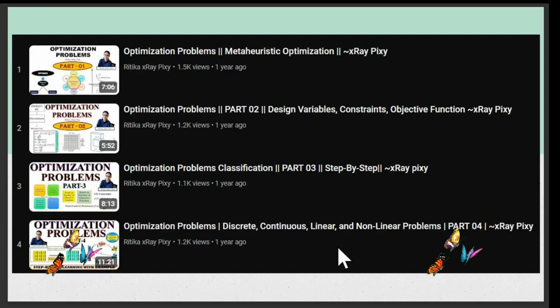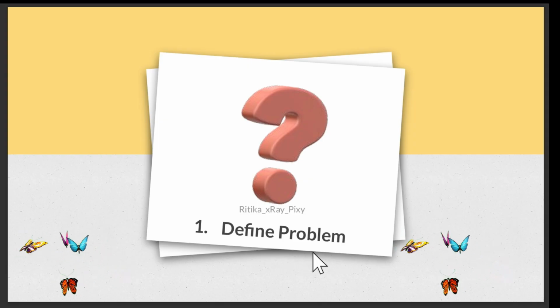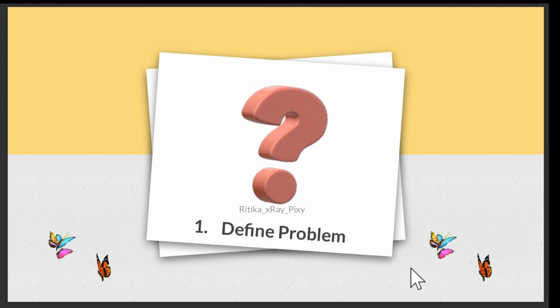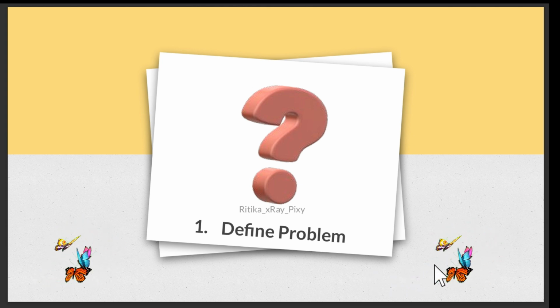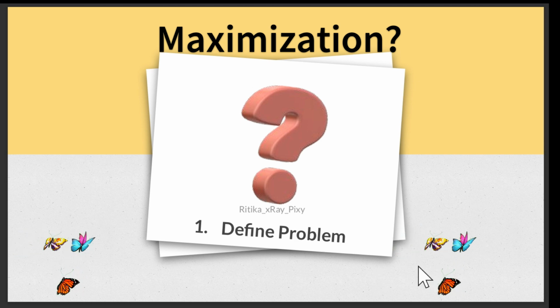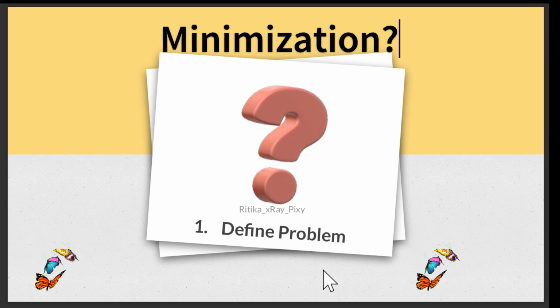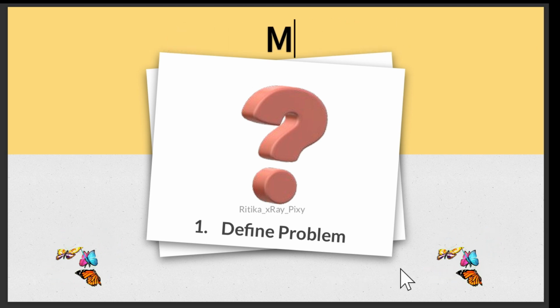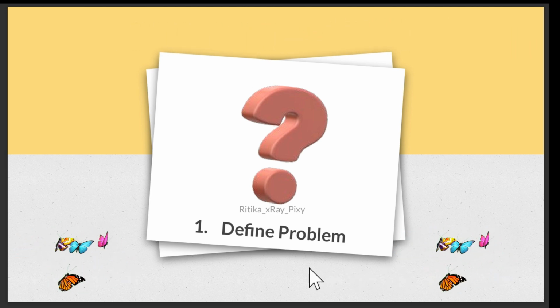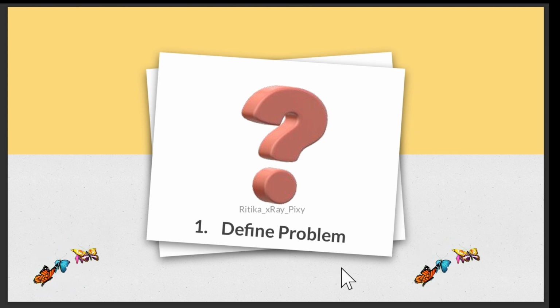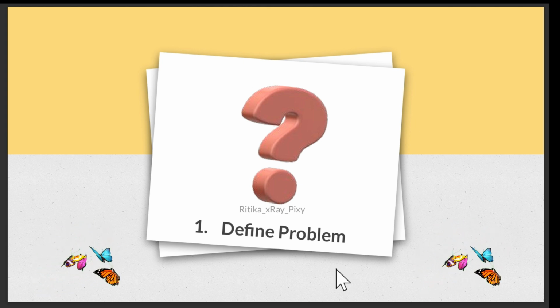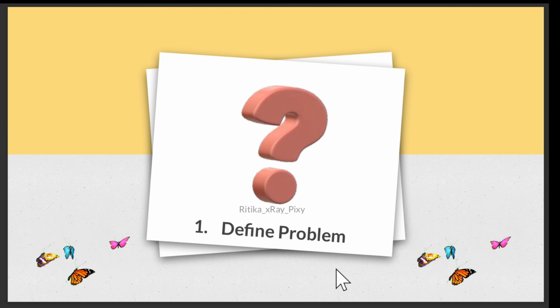Step 1, define the problem. Here we will identify the goal. So clearly state what you are trying to achieve. Are you doing maximization or minimization? For example, we can maximize profit, minimize cost, improve efficiency. According to different problems, we have different objectives. So first you will identify what our goal is, what we want to achieve.